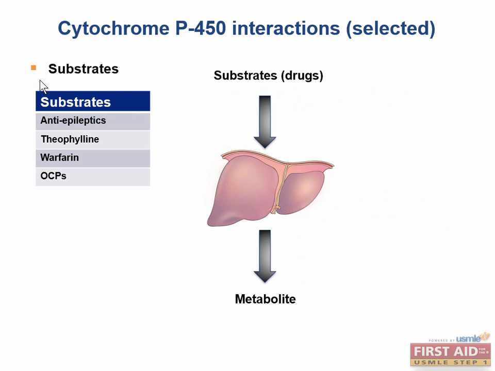Many drugs are substrates for our cytochrome P450 system. These are the drugs that get metabolized by the P450 system but don't necessarily speed it up or slow it down. These substrates can have altered concentrations in the body if an inducer or an inhibitor changes the speed of the system though. Important substrates that you need to remember on test day include your antiepileptics, theophylline, warfarin, and oral contraceptive pills.